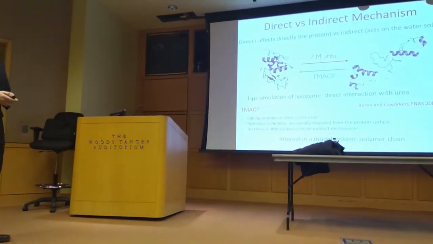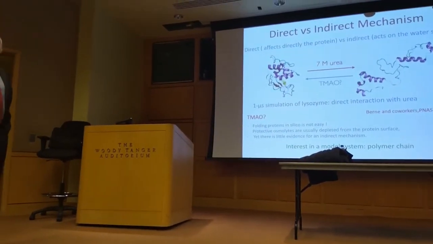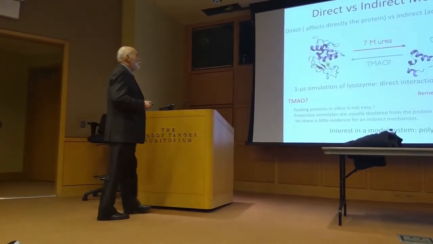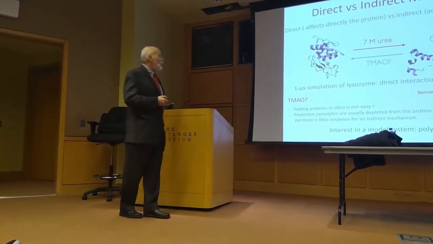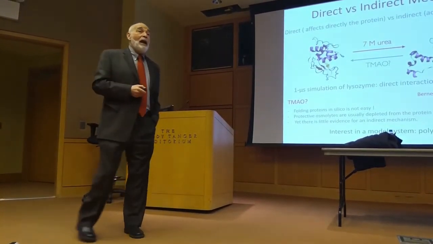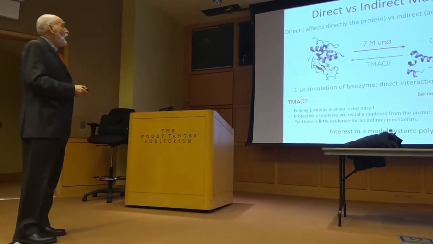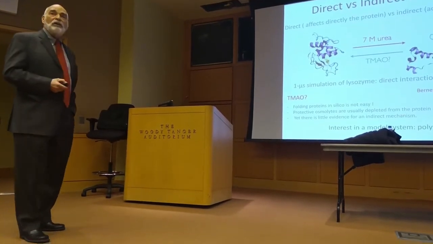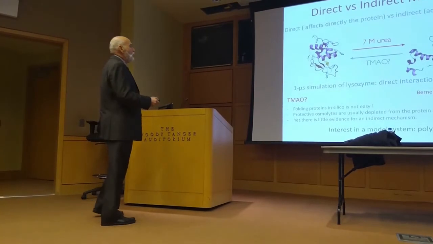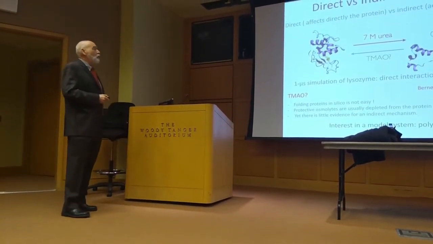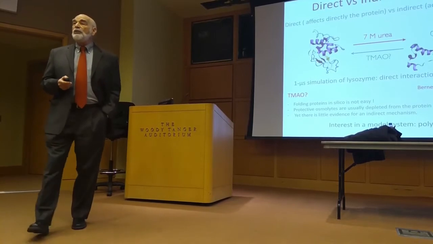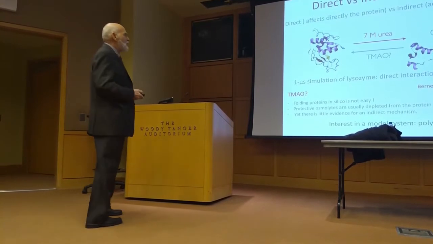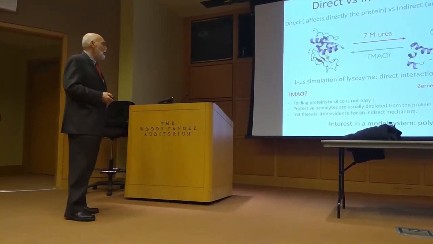So we were very curious, and we started doing simulations on this. One of the first simulations we did was on a protein, hen lysozyme, and we put 7 molar urea in. Back then we didn't do the experiment with TMAO yet, so it was mainly urea. This was done with Ruhang Zhao at IBM using the Blue Gene computer when it first was developed, I think around 2005, 2006.